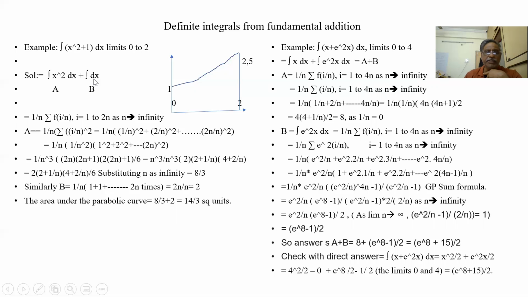Similarly, for the integral of dx, it is 1 by n into, here it is 1 by n, again 1 by n, 2 by n, 3 by n, 4 by n, like that 2n by n. So 1 by n into 1 plus 2n by n. And taking out the first 2n terms, 2n into 2n plus 1 by 2, this becomes 2n by n. So 1 plus 1 plus 1, 2n times. It's not 1 plus 2 plus 3 like that.